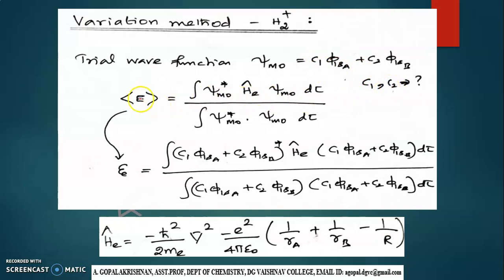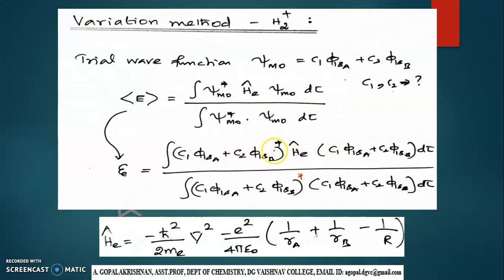Okay, now we know very well how to calculate the average energy. The expression for average energy is the integral of psi star H operator psi d tau, divided by the integral of psi star psi d tau. This is the expression for the average energy. Substitute the MO function in the place of psi, and we get this result.